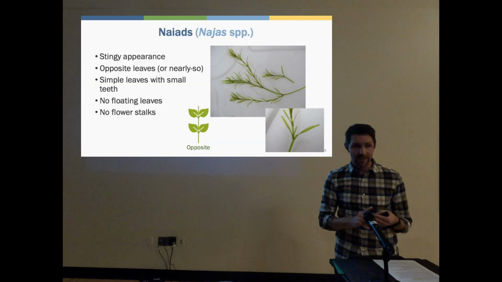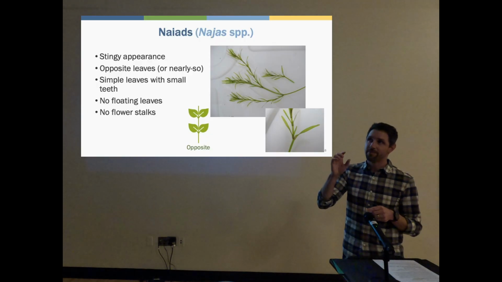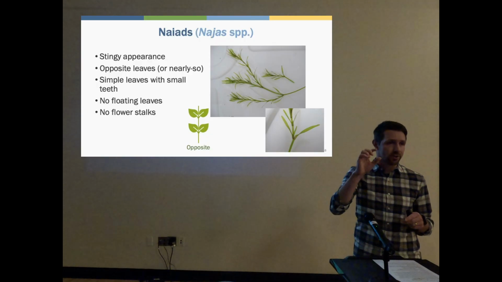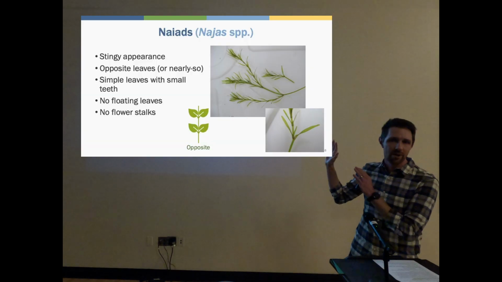But the other thing to take note is these aren't going to produce any floating leaves, and they're not going to produce any flowering stalks above the water surface. So that's another thing. If you see that flower stalk or those floating leaves, you can rule out that it's a naiad.